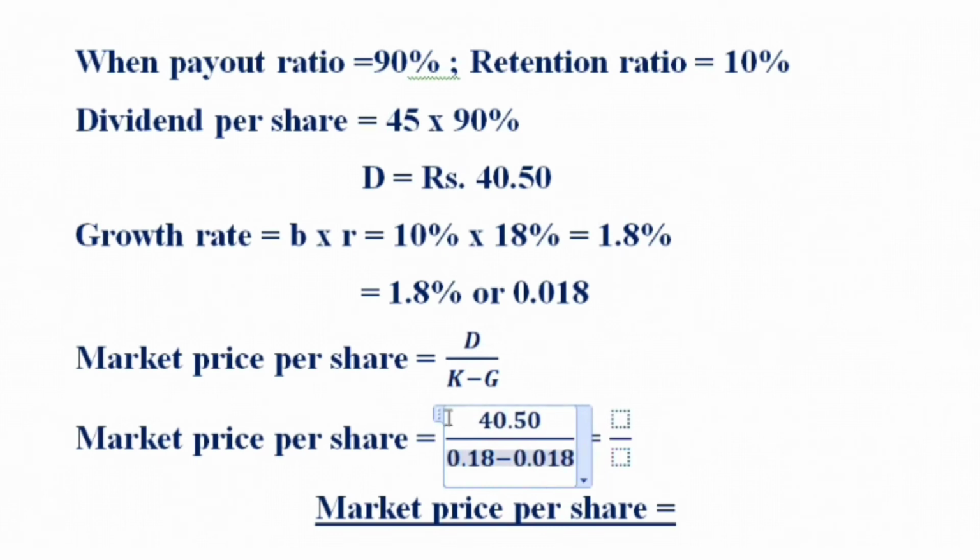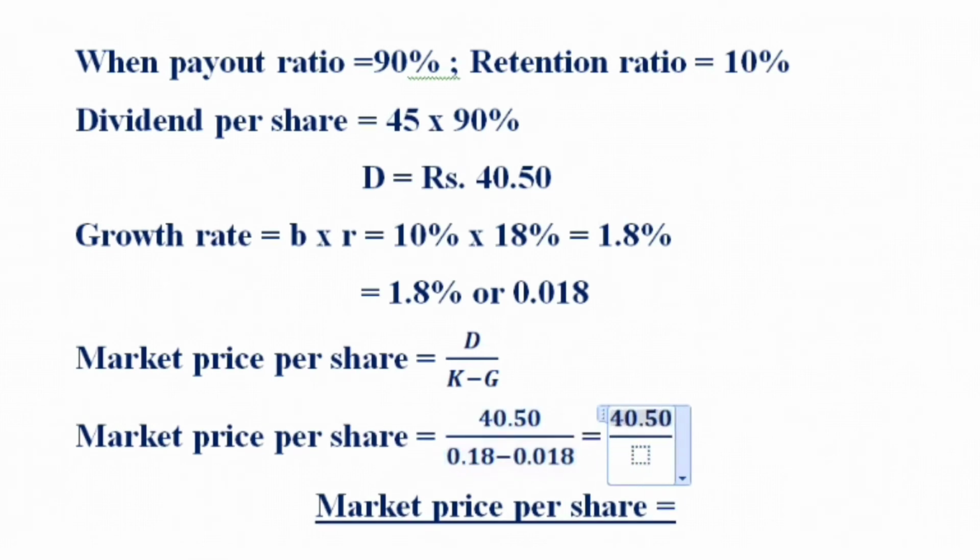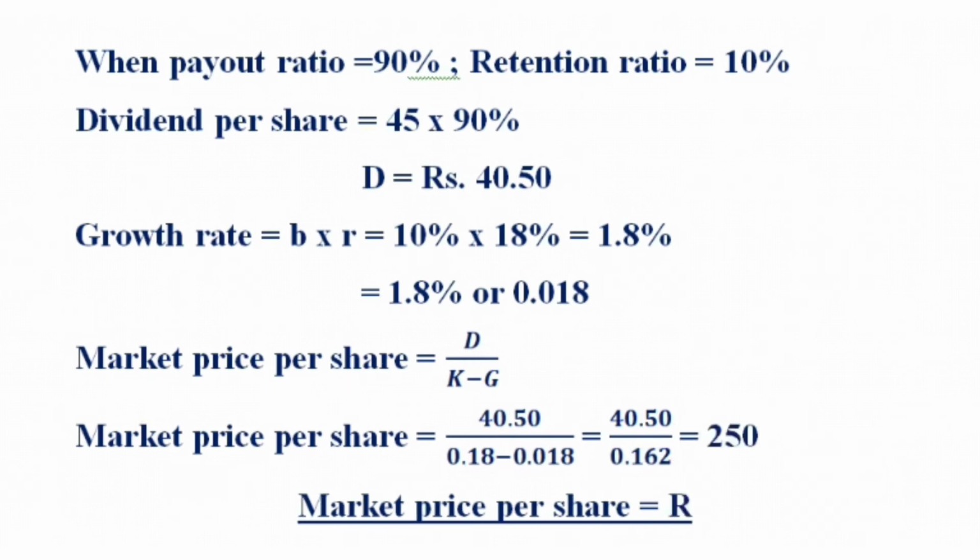Now find out the market price. The formula is D divided by K minus G. So dividend 40 rupees 50 paise divided by 0.18 minus 0.018. If you subtract it, we get 0.162. So divide it, we get the market price as 250. So here also we are deriving the same market price, rupees 250.